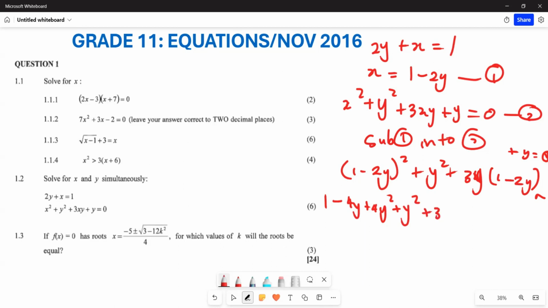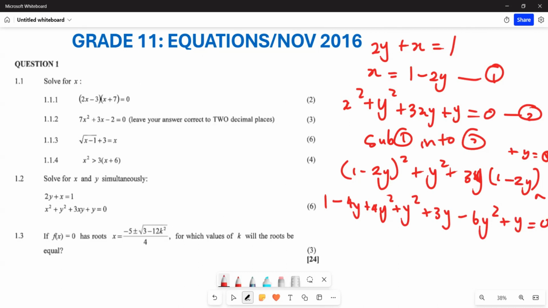This is going to be plus 3y. Then 3y multiplied by that. This is going to be negative 6y squared, which is going to be plus y is equals to 0. Okay. Yes, that's going to be that.